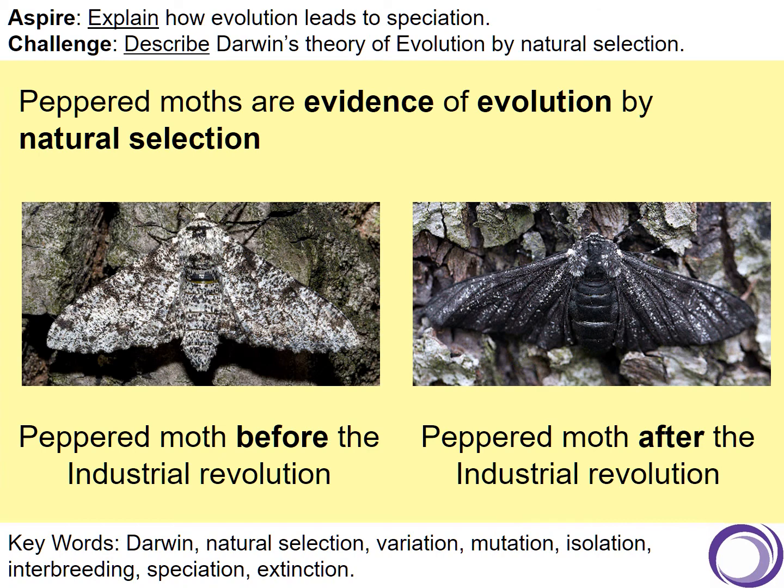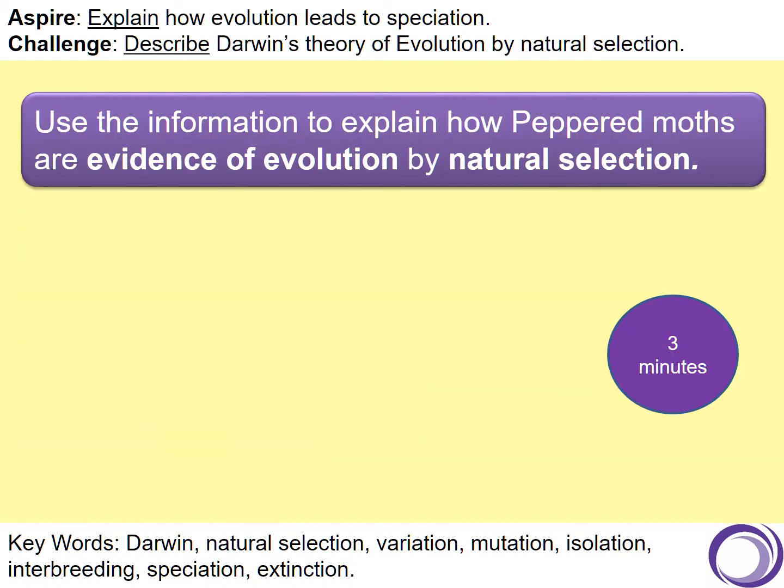The peppered moths are evidence of evolution by natural selection. The moth on the left was what the peppered moths looked like before the Industrial Revolution, and the peppered moth on the right was what it looked like after the Industrial Revolution. So we're going to use the information to explain how peppered moths are evidence of evolution by natural selection.